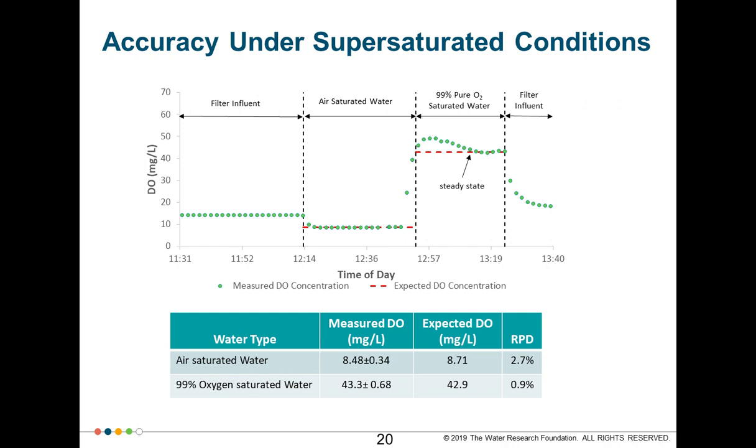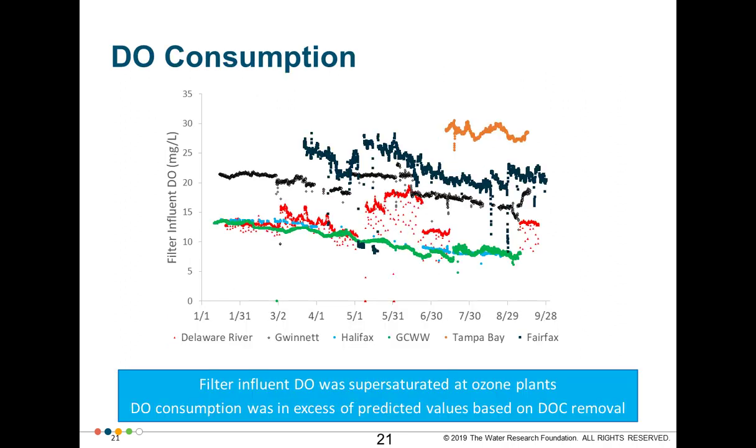And we saw the relative percent difference between measured and expected values was 2.7% for air-saturated water and 0.9% for 99% oxygen-saturated water. So we knew that the upper readings of dissolved oxygen, these high concentrations higher than 20 milligrams per liter, were accurate. So then we installed the probes at 8 facilities, and 6 of the 8 used ozone upstream of their biofiltration process, and we found the concentrations of filter influent DO were quite high, as high as 32 milligrams per liter, which was a little surprising.